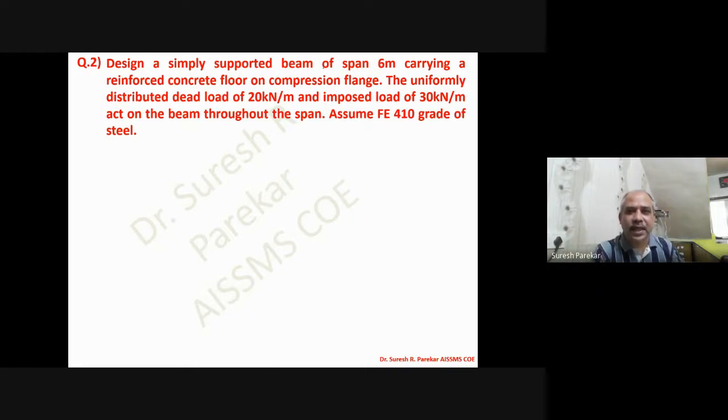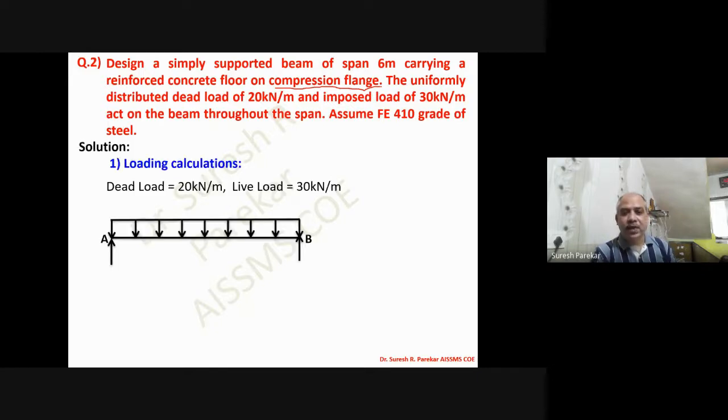So here it is clearly mentioned that the concrete floor is on the compression flange, and therefore that concrete floor is monolithically connected with your compression flange, and therefore it will not deflect in the transverse direction, that is laterally, and therefore we are going to say that it is laterally supported. Now, laterally supported, very simple, we have given dead load, live load. So total load we have 50 kilonewton meter, factored load we have 75 kilonewton meter.